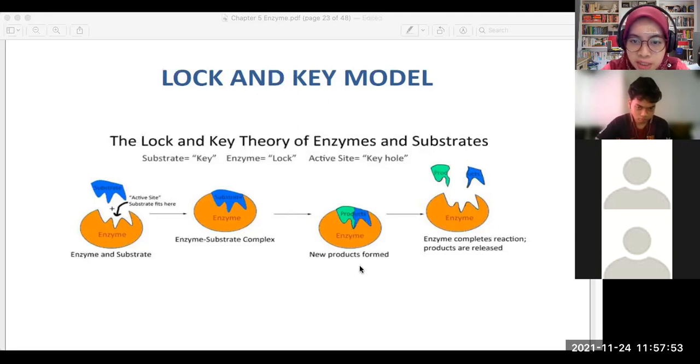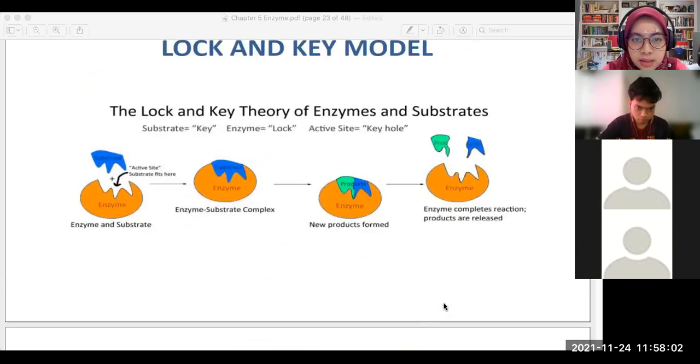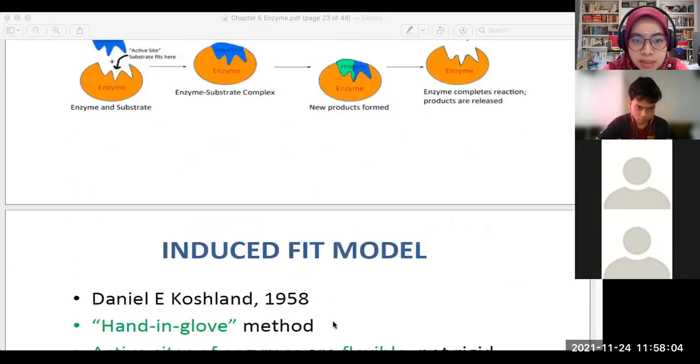After a new product is formed, the product will leave the enzyme, and the enzyme can be reused for another substrate to come in. All right, so that is the lock and key model.